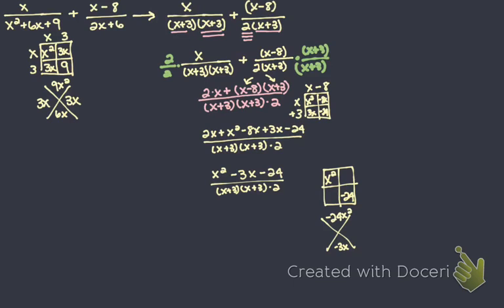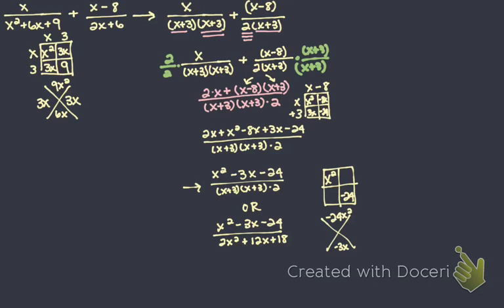And so I can leave my expression as it is, or I can distribute the denominator and rewrite it in simplified form. So I would accept this answer, or you can rewrite it as x squared minus 3x minus 24 all over 2x squared plus 12x plus 18.